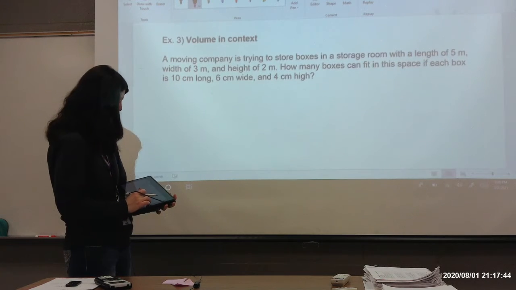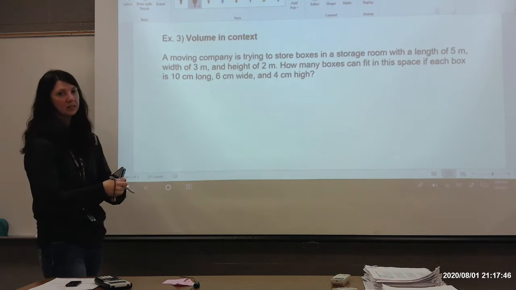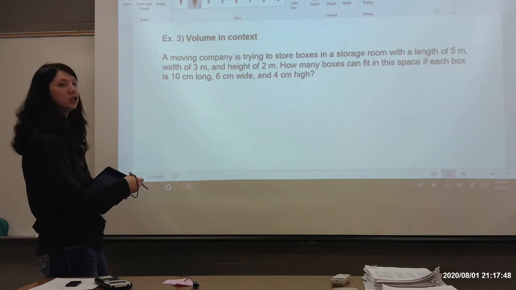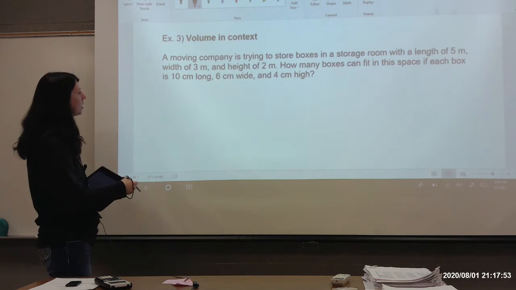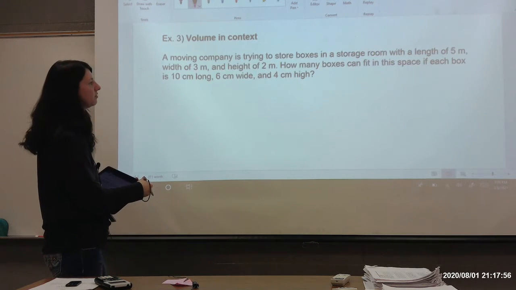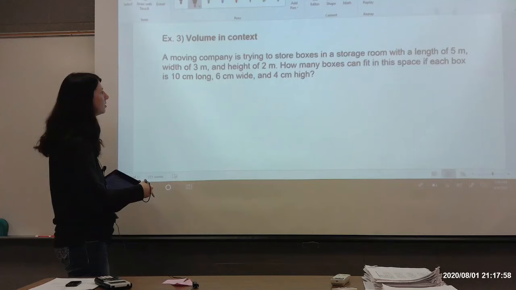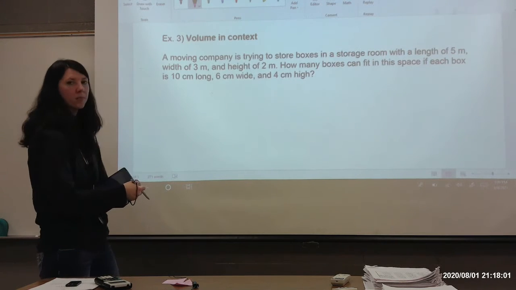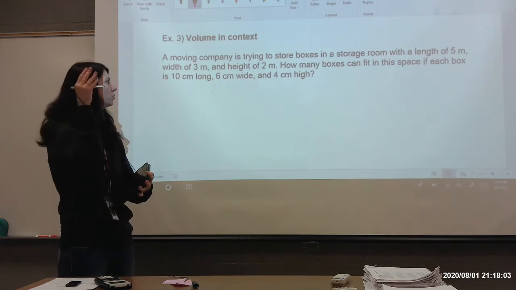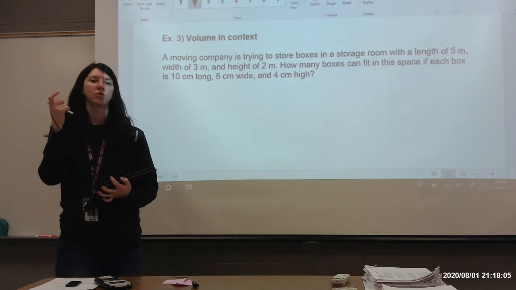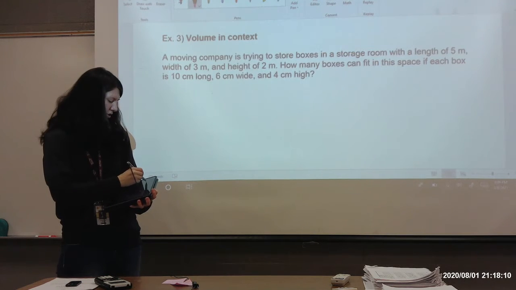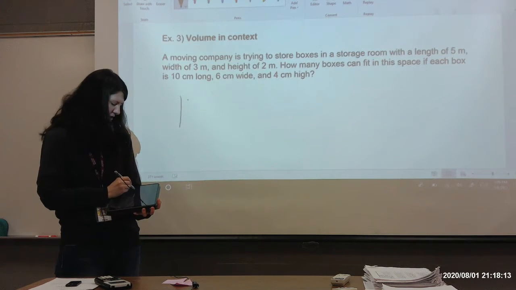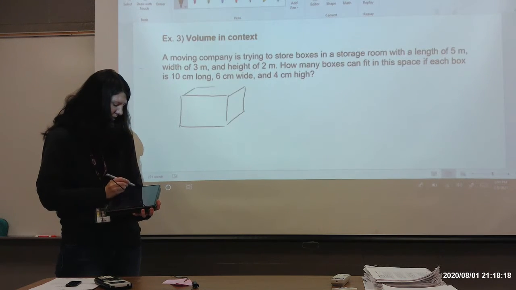So we're moving on. Let's look at volume in a context. Okay. A moving company is trying to store boxes in a storage room with a length of 5 meters, width of 3, and height of 2. How many boxes can fit in this space if each box is 10 centimeters by 6 centimeters by 4? So we've got one big storage unit, which is a rectangular prism, and then we're trying to fit all these small boxes inside it. So there's lots of different ways you could approach this problem, okay? I like to sketch a picture. It doesn't have to be exact.